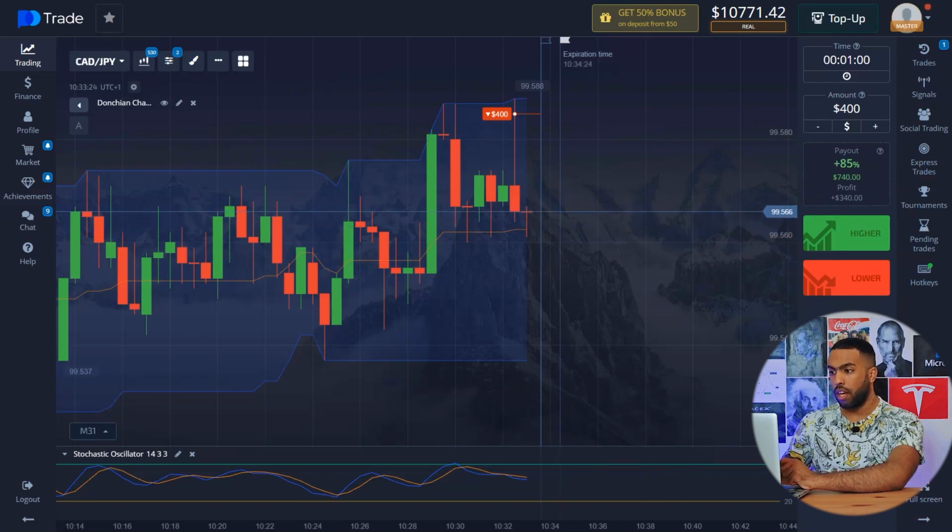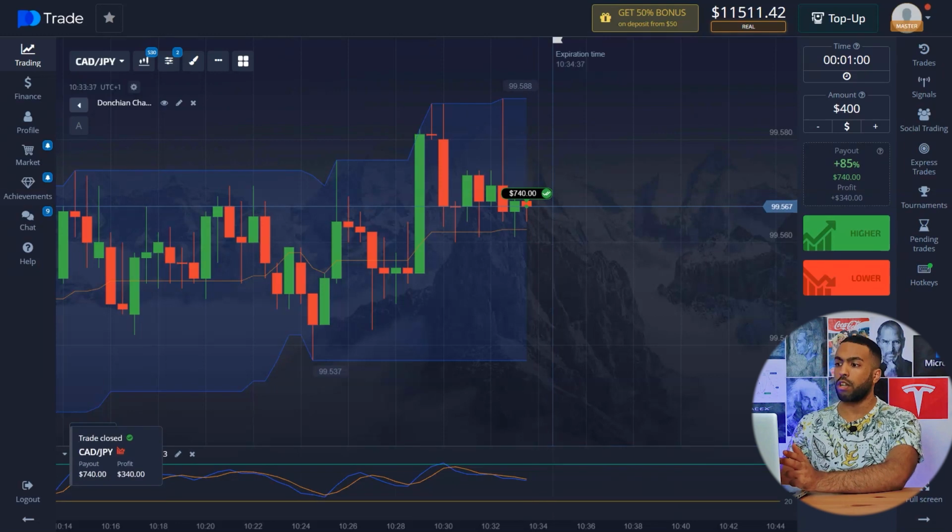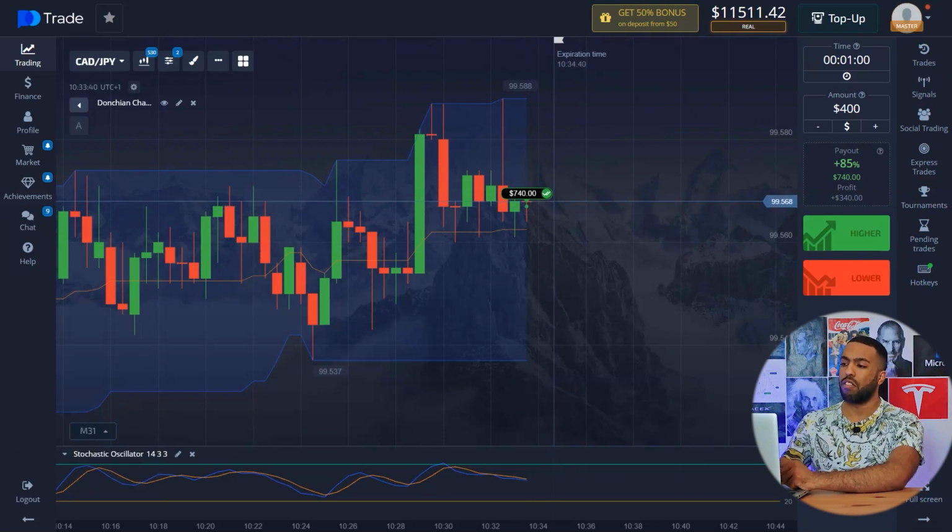Okay, and the new candle, as you can see, reached the average line of the Donchian channel, and now it's fluctuating above that line. Our trade closed in profit, we've added to our account another $340, and we are rocking it. So let's go next. Observing the price, we will choose the optimal entry point into our next trade.